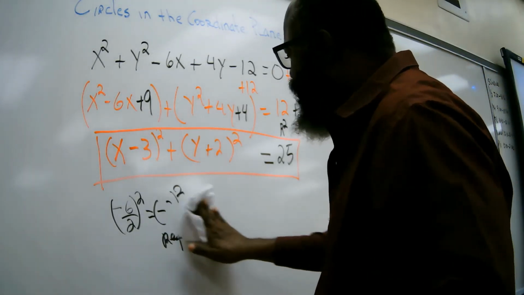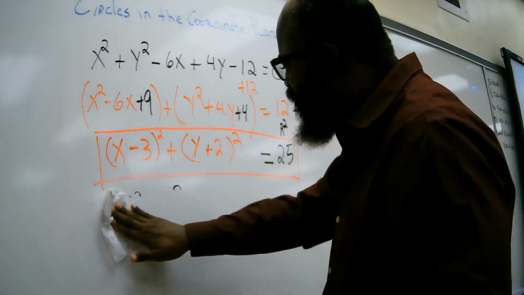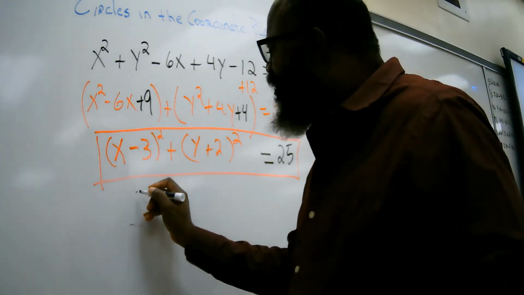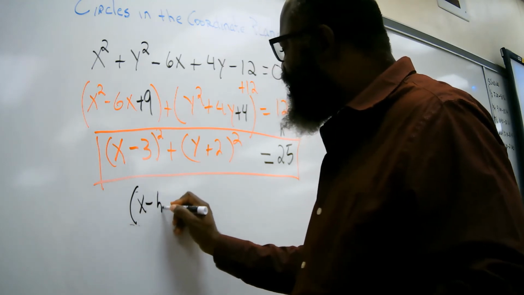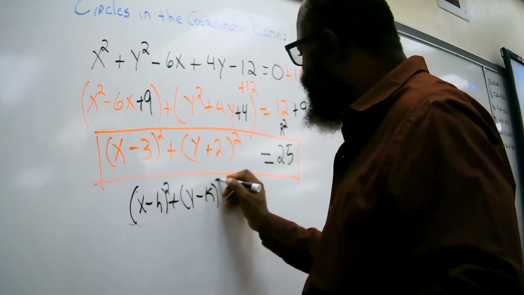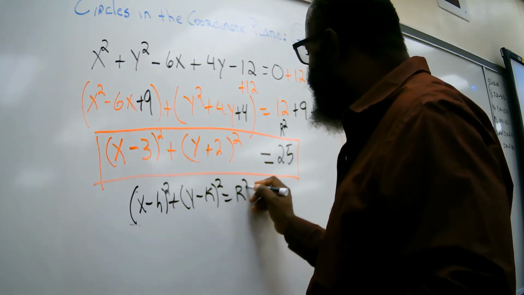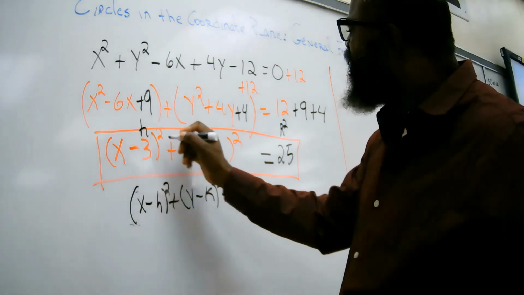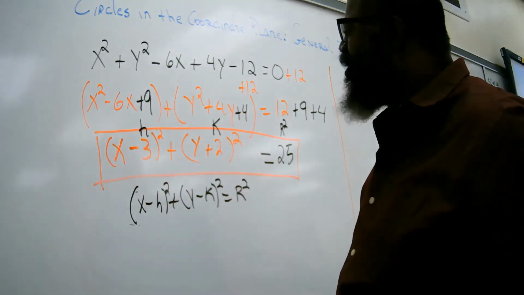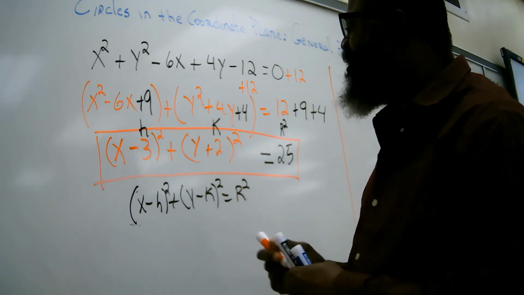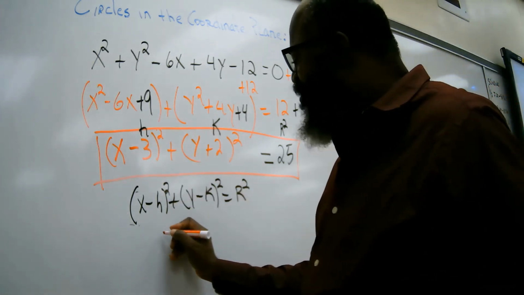And remember that the standard form of the equation of a circle is (x minus h) squared plus (y minus k) squared is equal to r squared. So that's what we have here. So remember, this is your h, this is your k. The only thing you have to do is take the opposite of what's inside the parentheses. So this is negative 3, that's becoming positive 3.